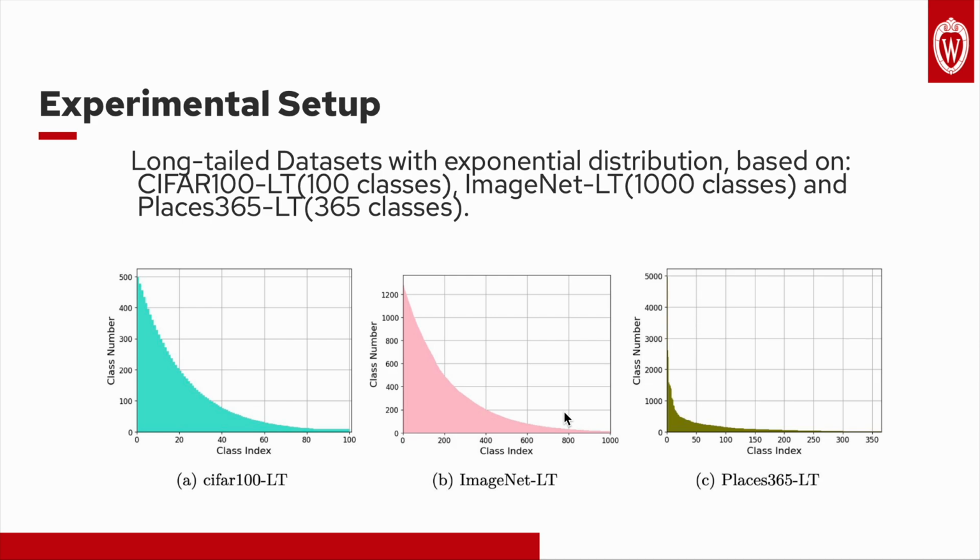To evaluate our approach, we conducted experiments on several long-tailed image classification benchmarks, including CIFAR-100, ImageNet, and Places365. These datasets are characterized by highly imbalanced distributions, conditions that closely mimic real-world scenarios where some classes are underrepresented.